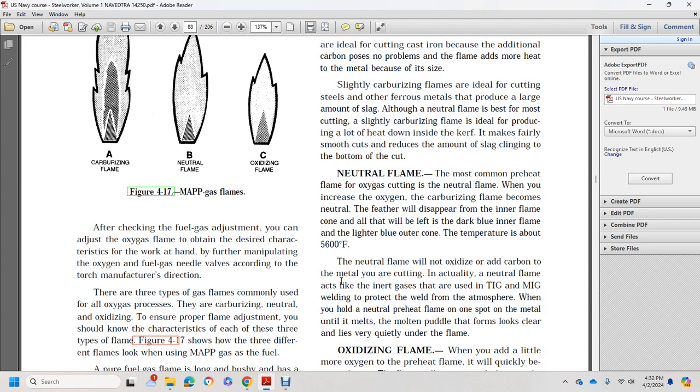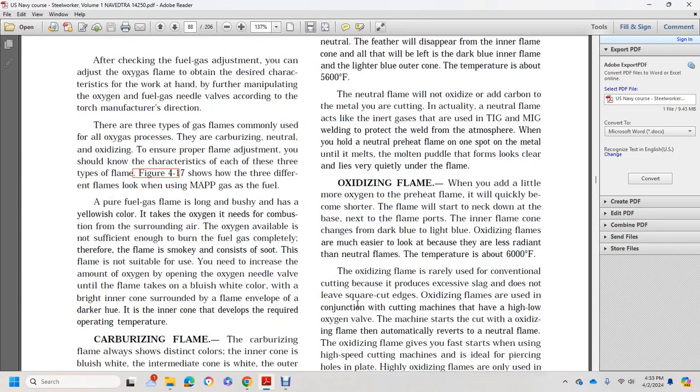In actuality, the neutral flame acts like an air-gas shield in welding, protecting the weld from the atmosphere. When you hold the neutral preheat flame in one spot on the metal until it melts, the molten puddle looks clear and lies very quietly under the flame. Oxidizing flame: when you add a little more oxygen to the preheat flame, it quickly becomes shorter and starts to neck down toward the base, next to the flame port. The inner flame cone changes from dark blue to light blue.